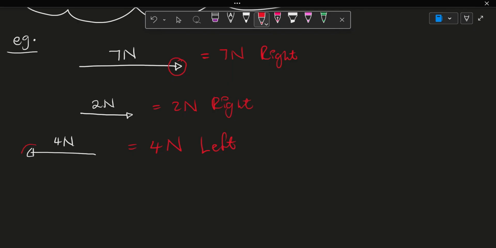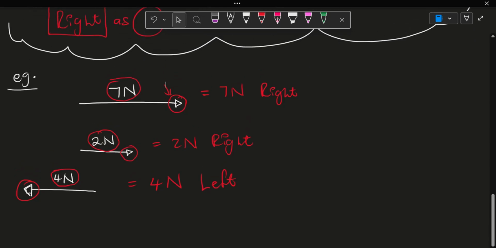Why? Because the head shows the direction, it is pointing to the left. It tells us that this vector is to the left. So it's a vector of size 4 newtons to the left, a vector of size 2 newtons to the right, and a vector of size 7 newtons to the right. Okay, so that's how you draw a typical vector.